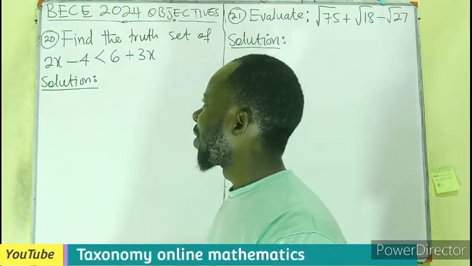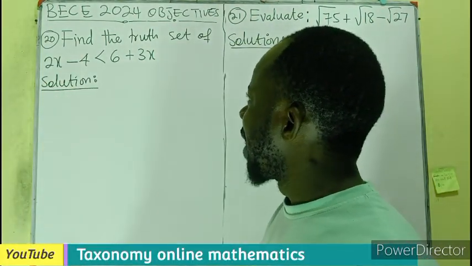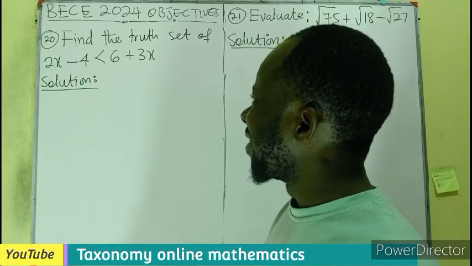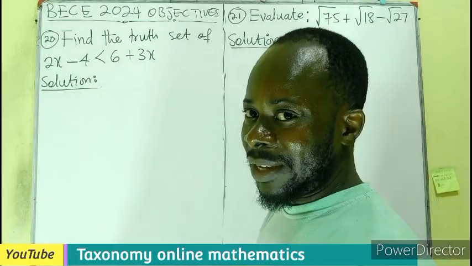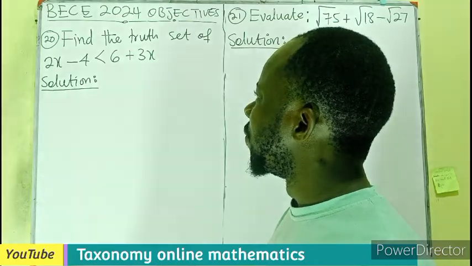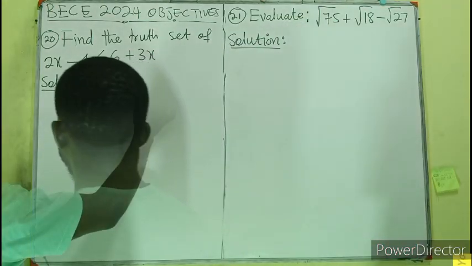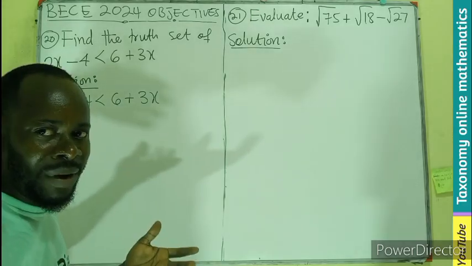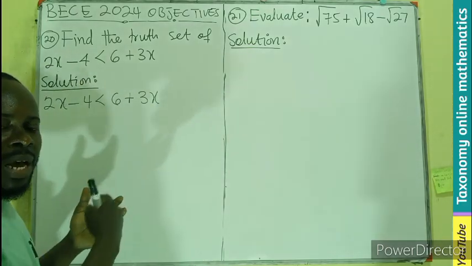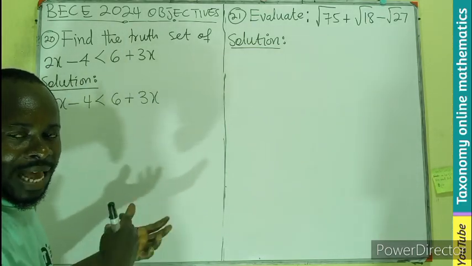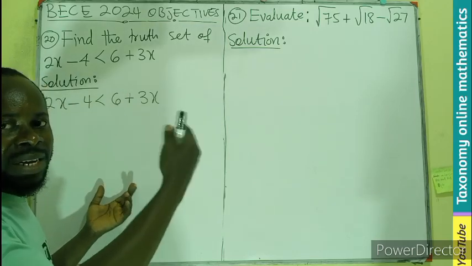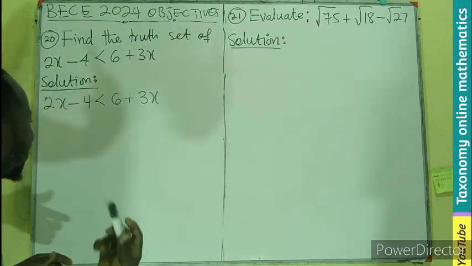Hello, welcome. Question 21. Find the truth set of 2x minus 4 less than 6 plus 3x. This is BECE 2024. So in solving this, we are picking the inequality sign as the barrier. So we need to transpose all the terms so that the variables will be at one side of the inequality sign, then the constant also at the other side.